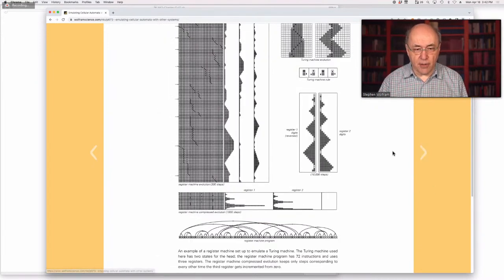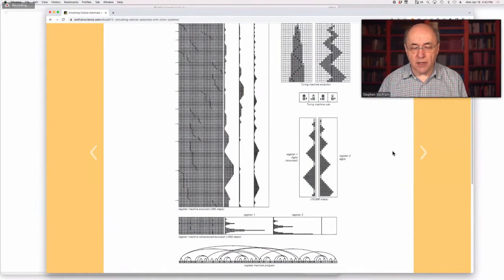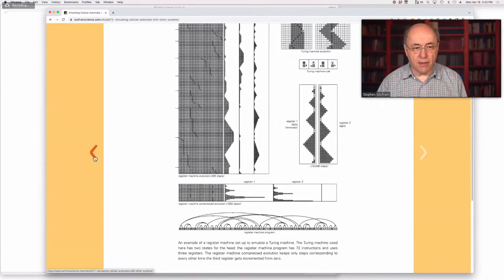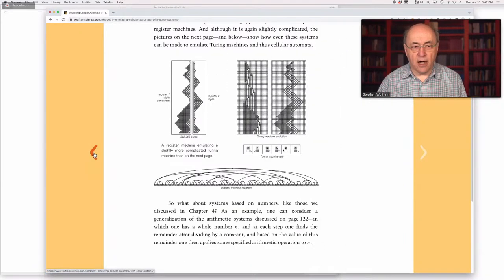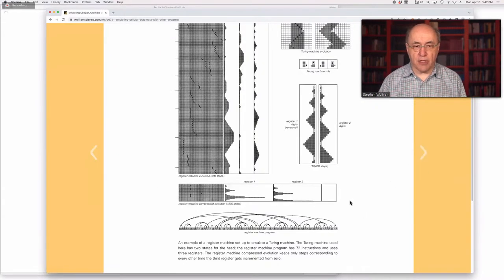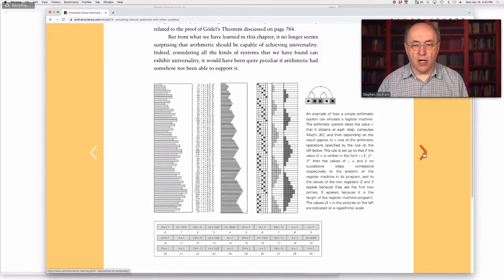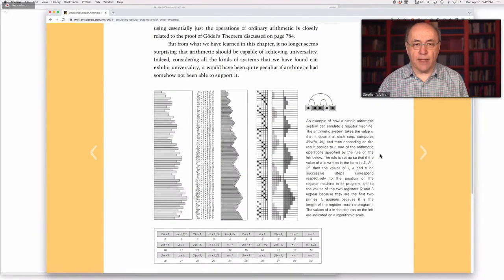Let's see, any other emulations? Oh yes, a register machine. This is another register machine set up to emulate a Turing machine. This is more complicated, let's see what's happening here. This is another Turing machine. That's a more complicated register machine. That's a simpler register machine where the behavior of the register machine is a bit more complicated to emulate the Turing machine there. So again, very much you can get from anything to anything.